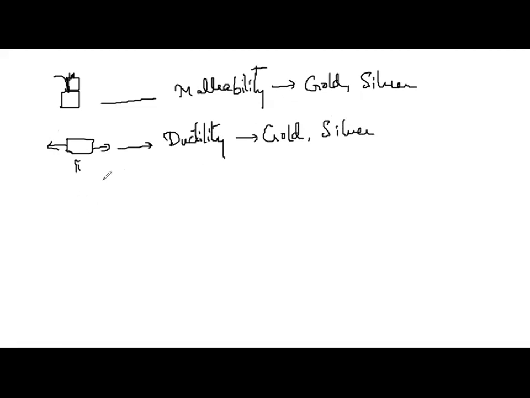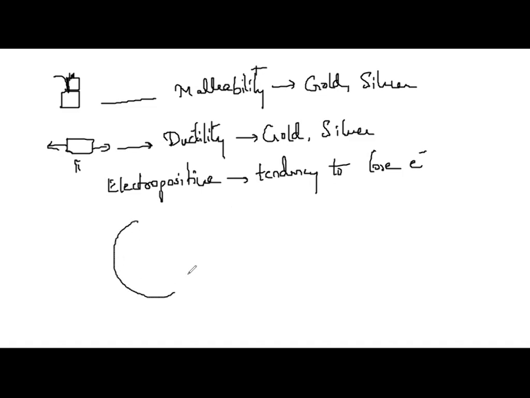Next property is that metals are electropositive in nature. Please do remember this point. This point comes under chemical behavior. Electropositivity means metals have the tendency to lose one or more electrons. The reason is the atoms present in the metal have a large atomic size. The outermost electron is always the one removed. It is far away from the nucleus, so nuclear attraction is quite less. I cannot say it is completely zero, but it is quite less, so you can remove this electron very easily.